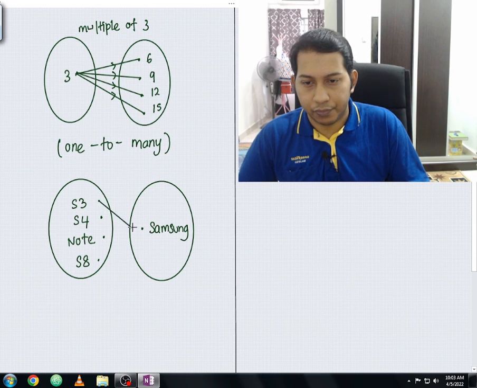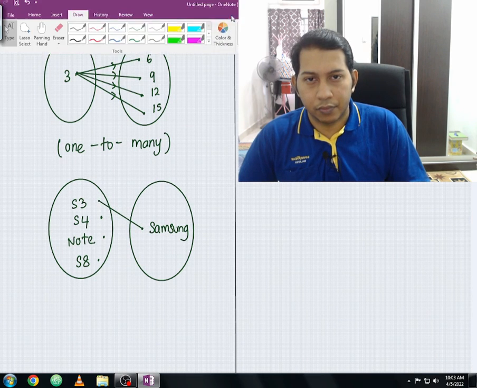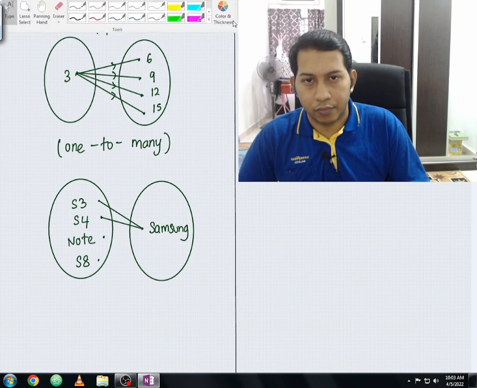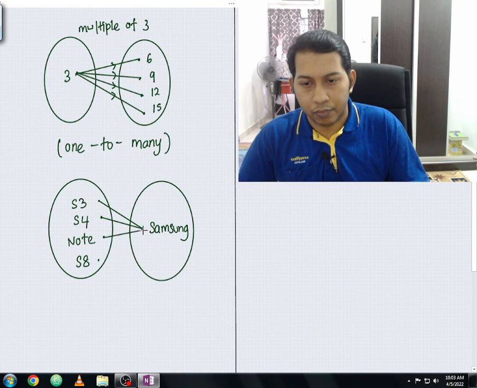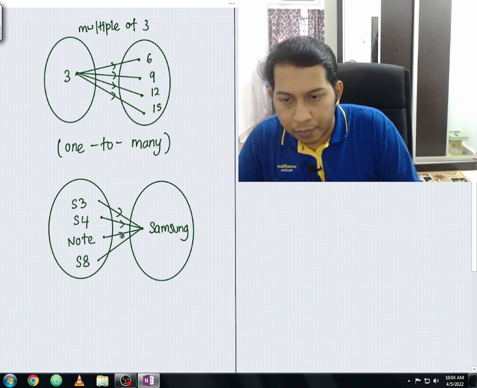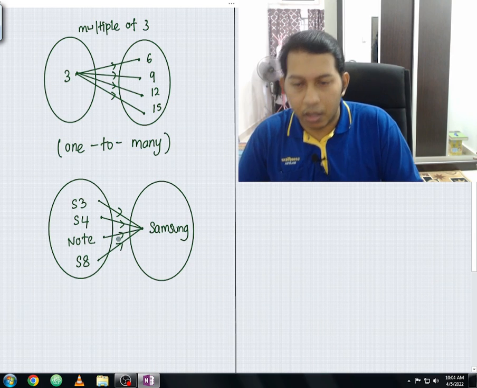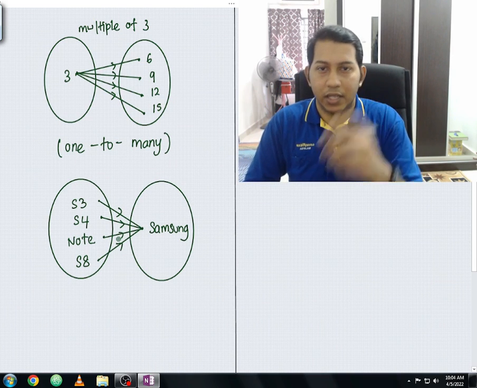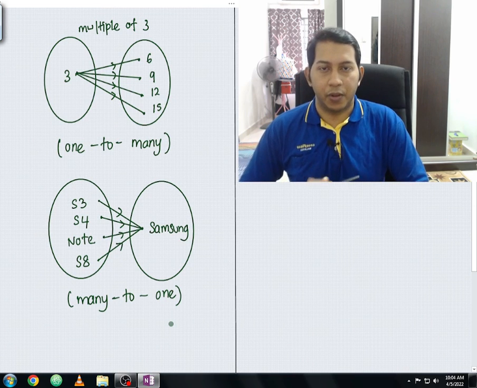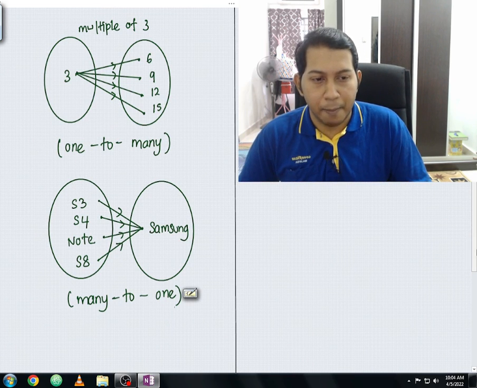So this is an example of many-to-one. So you have many inputs, but then it all converges into one single output. So that is the reason why it's known as many-to-one. Okay, so we have moved to the last part, which is the many-to-many relation.